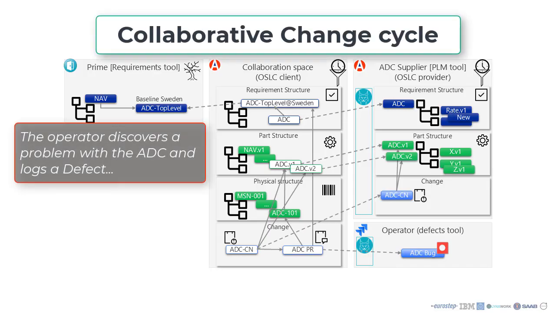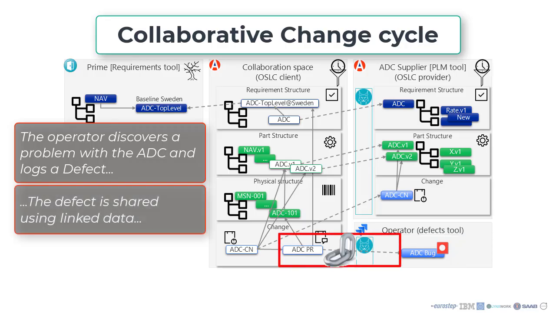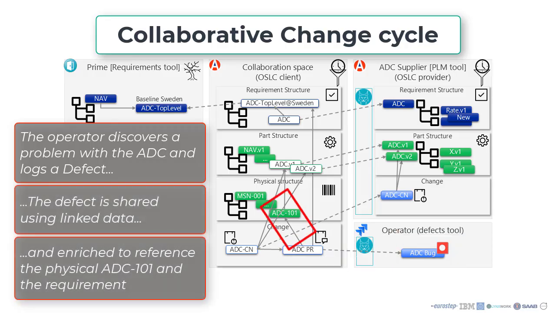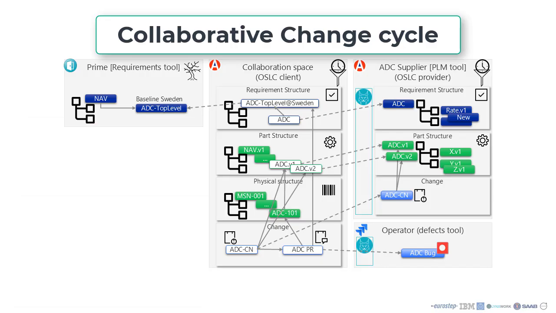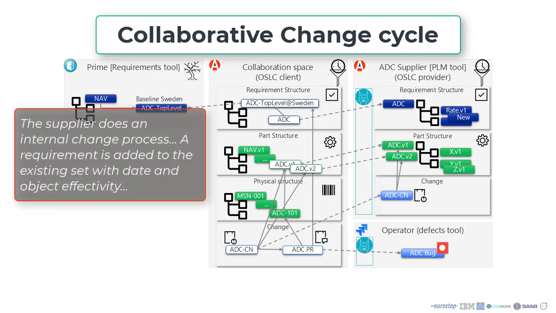At the start of the collaboration change process, the operator discovers a problem with the ADC and logs a defect. This defect is shared using linked data and then enriched to reference the physical part ADC 101 and also the top-level requirements from the prime. The supplier reviews the defect and then does an internal change process.